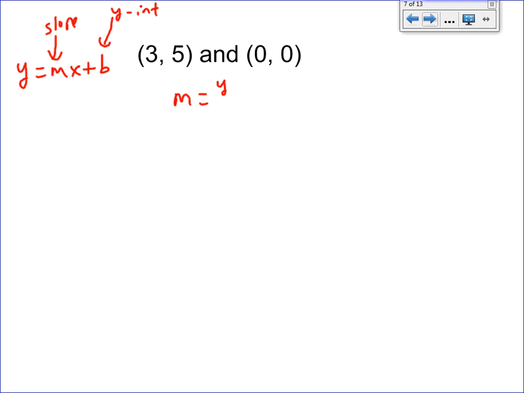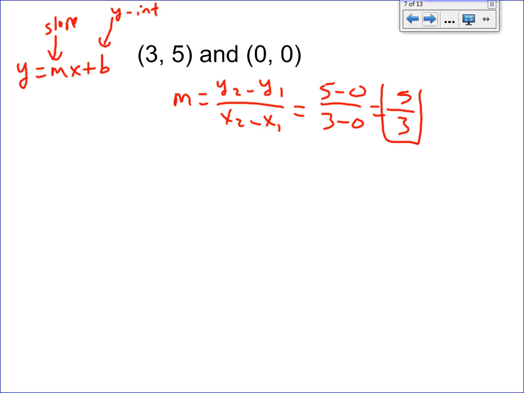So this is number 5 from the homework. They give you 2 points, and they want you to write the equation of a line. So remember, the first thing you should always try is to use y equals mx plus b. So for this one, I need a slope, and I need a y-intercept. Well, I'm given 2 points. Well, we can figure out the slope from that. We know a very easy formula. M equals y2 minus y1 over x2 minus x1. So just plug in my values. 5 minus 0 over 3 minus 0 equals 5 over 3. So now I have my slope.